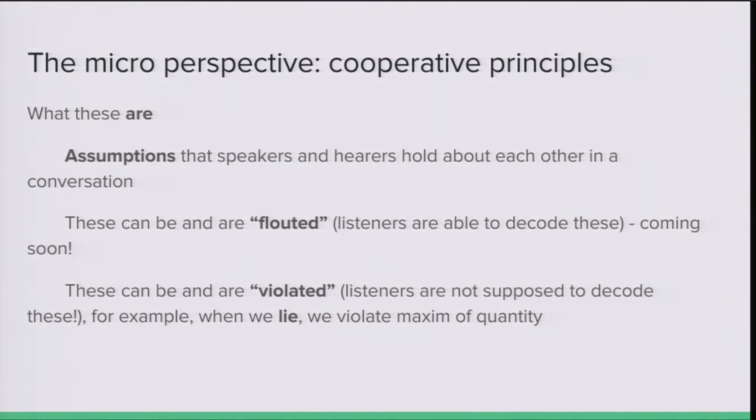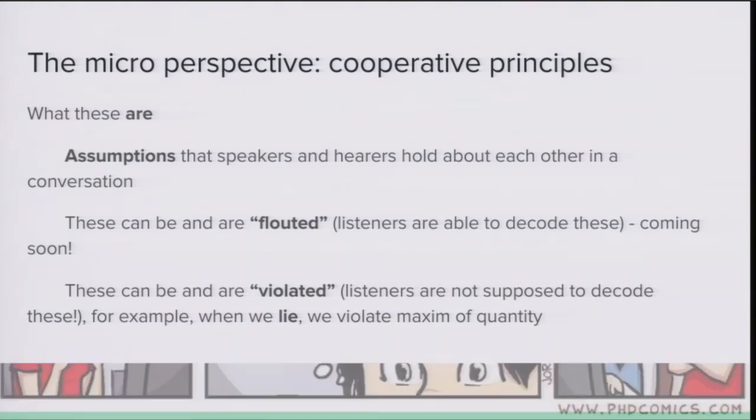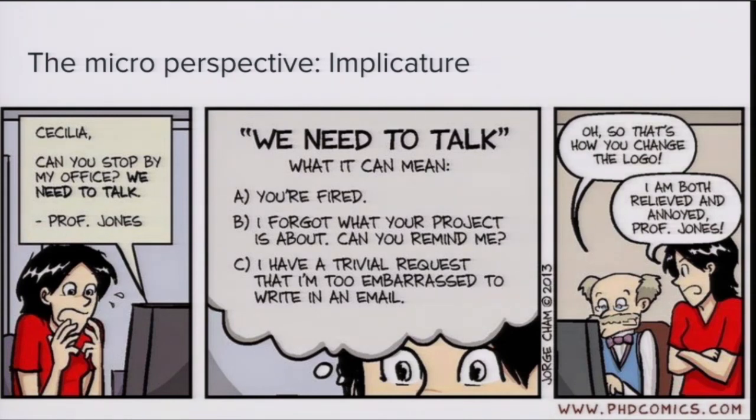There is something other than flouting that's called violation of maxims. If it's violated, they are not supposed to be decoded by the hearers. So when we lie, for example, we violate the maxim of quantity. We are not giving as much information as is relevant for the communication, but we don't expect that to be decoded by the listeners. So those are not flouting, those are violations. This is an important distinction which may come in handy for you.